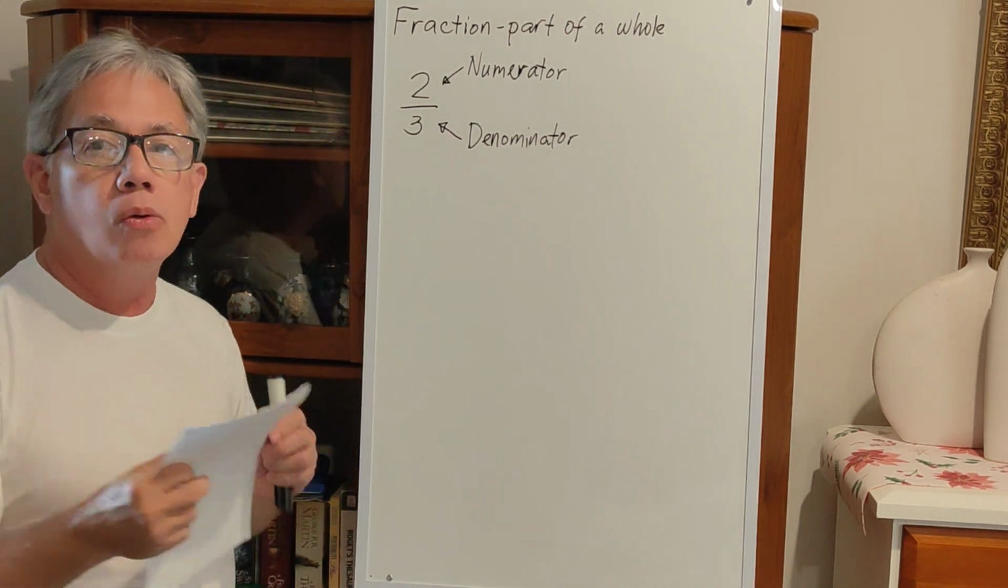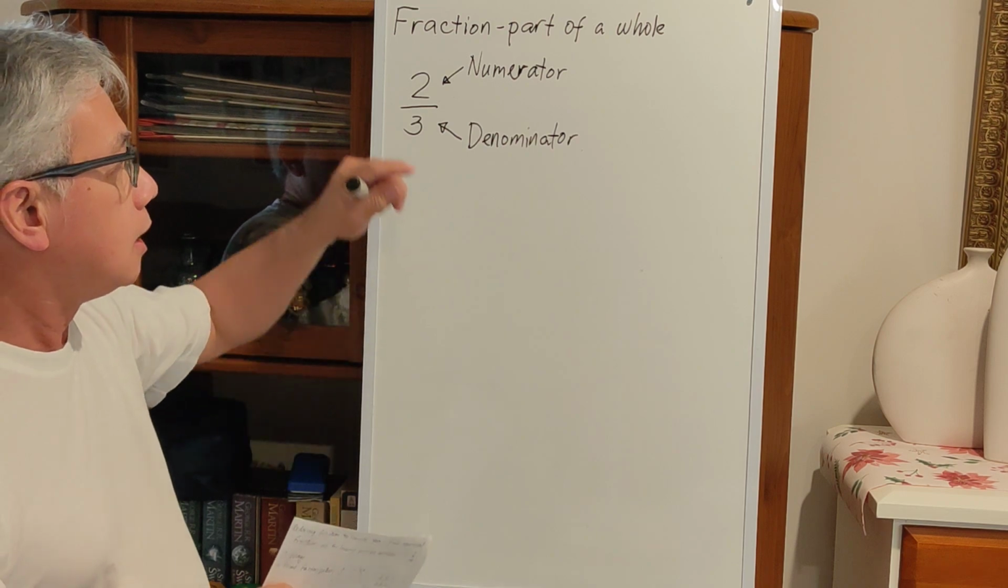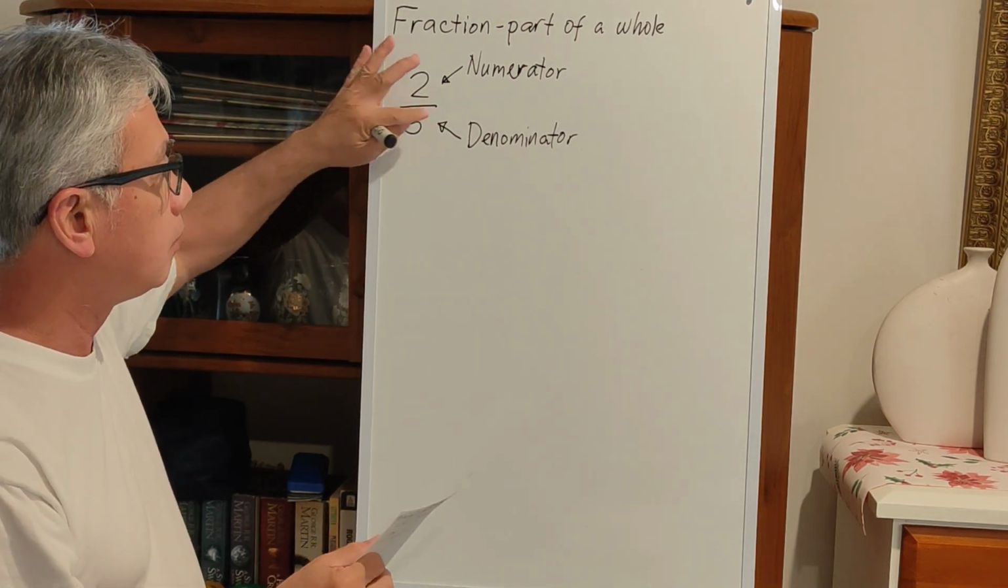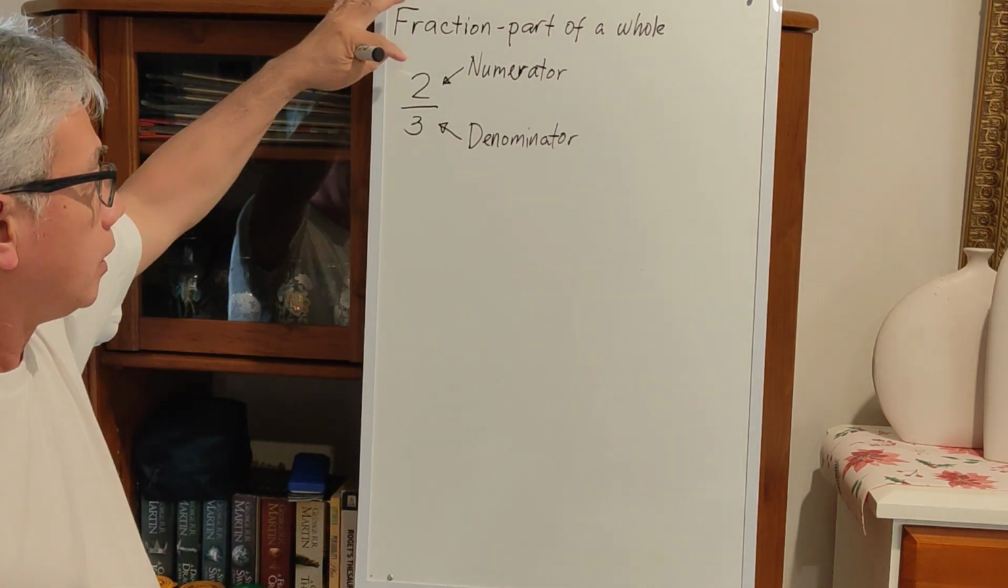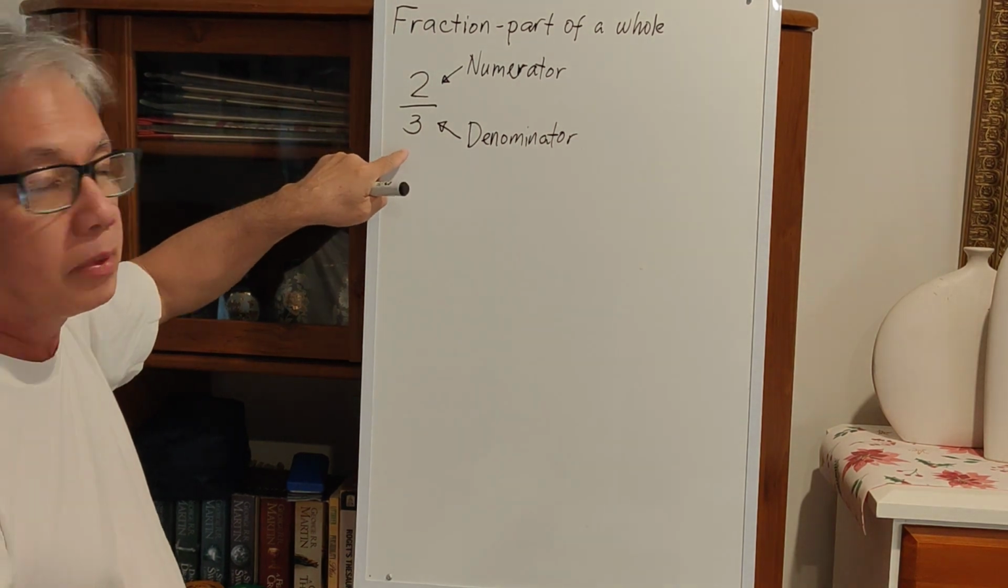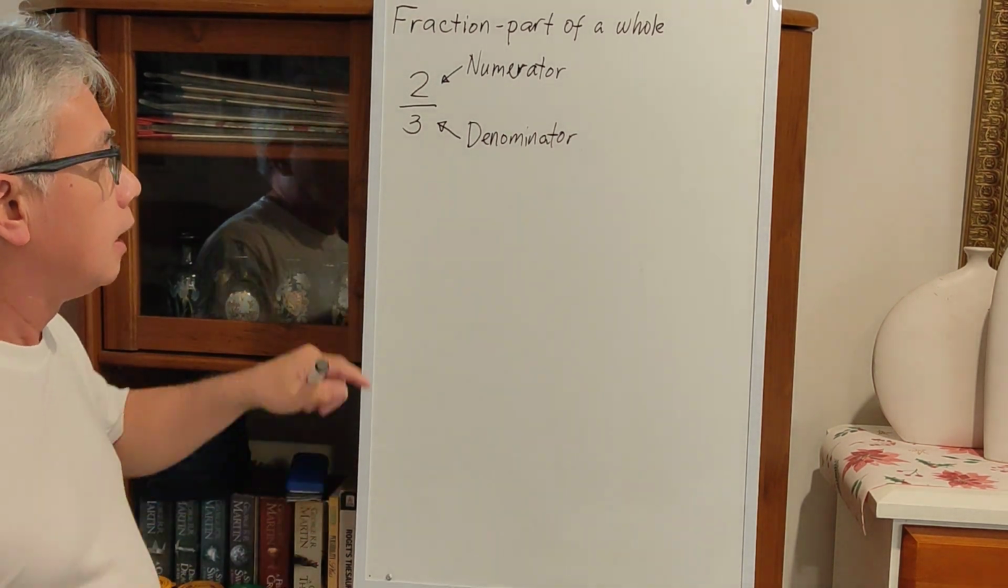Fraction is a part of a whole. It is two numbers separated by a bar. Now the top part is called the numerator and the bottom number is the denominator.